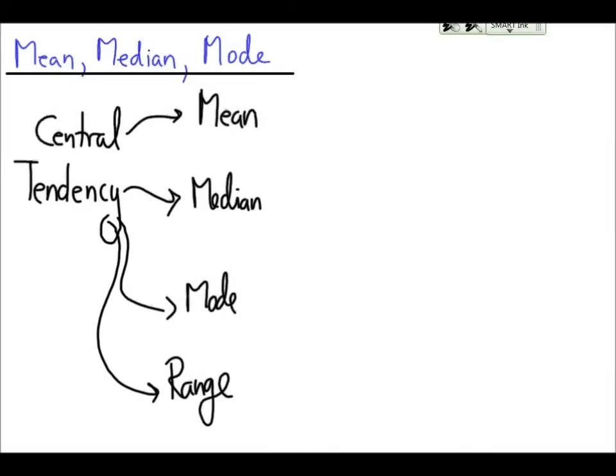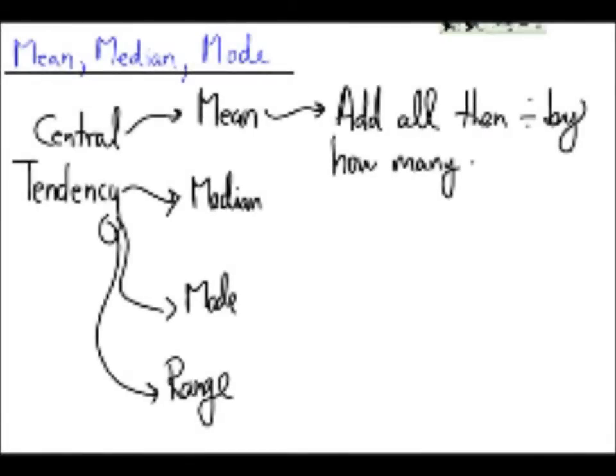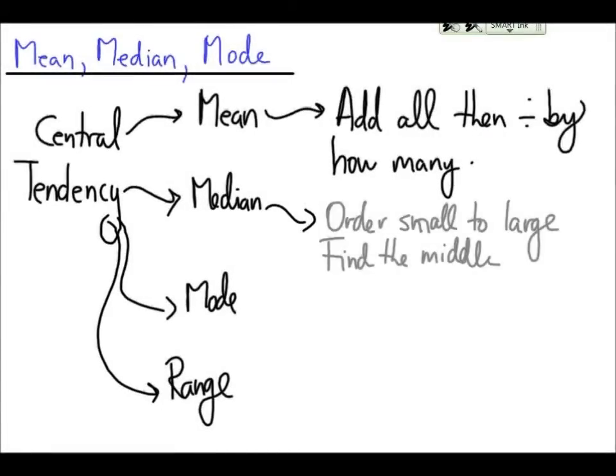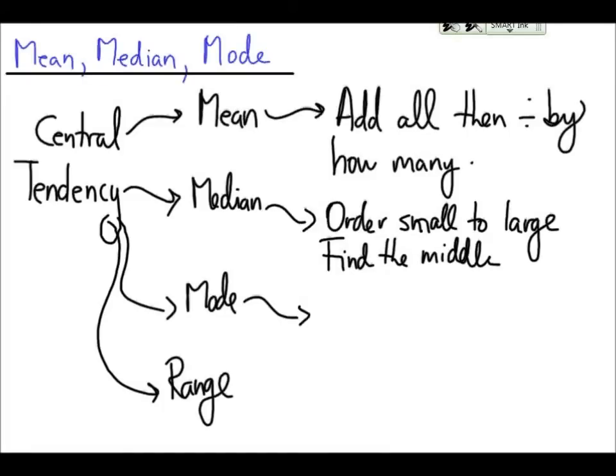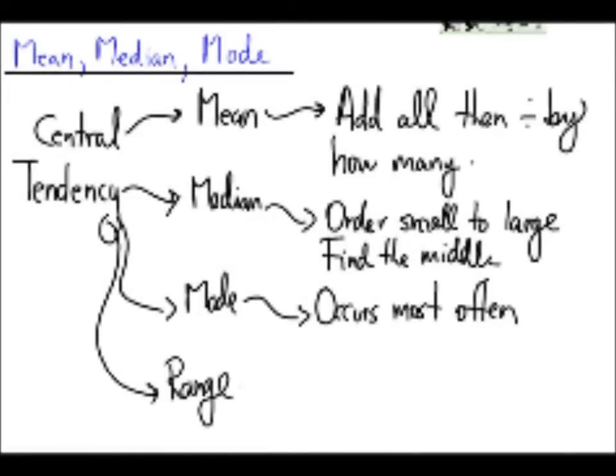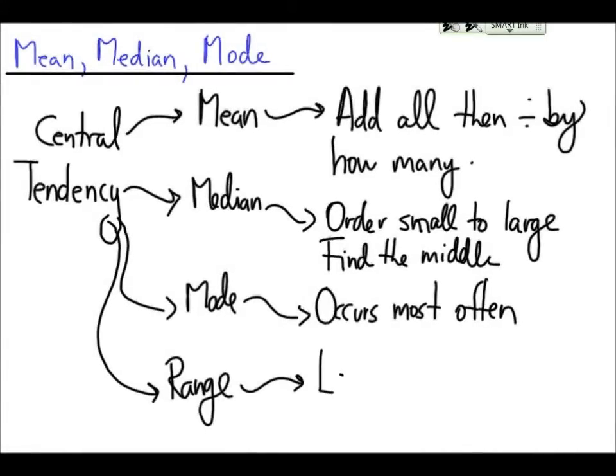To get mean, you take your data numbers and you add them all up, and then you divide by how many there are. To calculate median, you put the numbers in order from small to large and you find the middle number. And to calculate mode, you just look and see which number occurs the most. Range is the largest minus the smallest. So let's individually look at these things now.